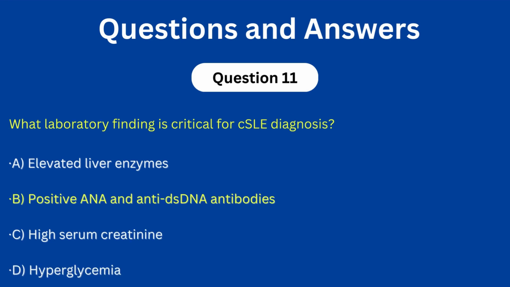Positive ANA and anti-double-stranded DNA antibodies are key lab findings for diagnosing systemic lupus erythematosus. While ANA is a sensitive marker, the anti-double-stranded DNA is more specific to systemic lupus, and these antibodies indicate an autoimmune process and are important for the diagnosis and monitoring the disease activity.